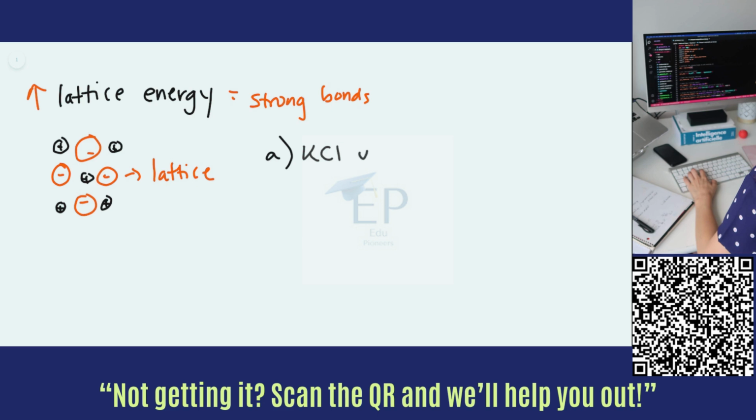So we've got KCl, first of all, versus RbCl. Now, when you're tackling these problems, what you're looking for are two factors. First, you're going to be looking at the charges of the ions, okay? And so essentially, a higher charge is going to mean more attractions, which will give you more lattice energy, okay?